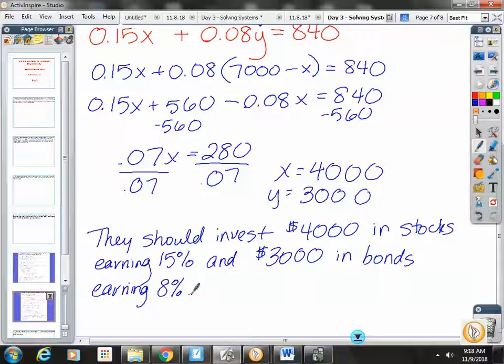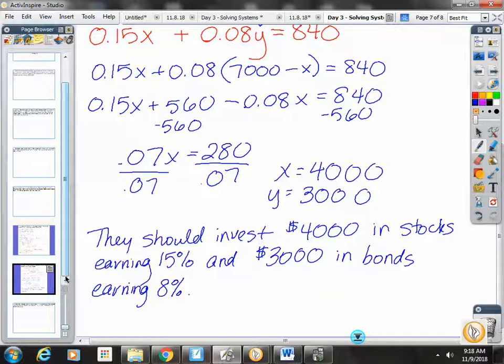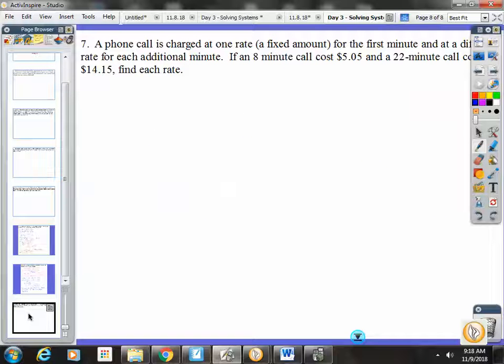One more question. You doing okay so far? Let's look at this last one. A phone call is charged at one rate, a fixed amount for the first minute, and a different rate for each additional minute. If an 8-minute call costs $5.05, and a 22-minute call costs $14.15, find each rate.